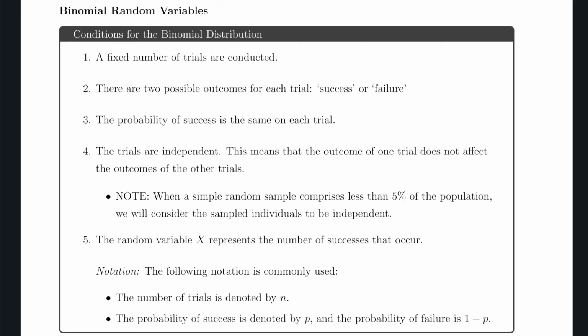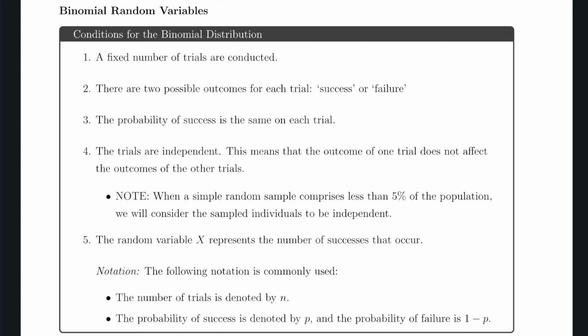Now, for this condition, we do have a note. If a simple random sample that we took comprises less than 5% of the population, we will consider the sampled individuals to be independent. So if you know that you have a simple random sample, you know the sample size, you know the overall population size, and the sample size is less than 5% of the population, you can assume it's an independent sample. And then the final condition is that the random variable represents the number of successes that occur. So our random variable x is the number of successes.